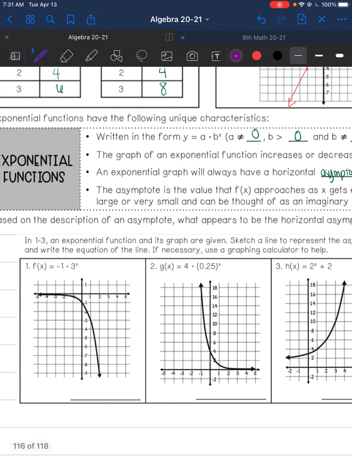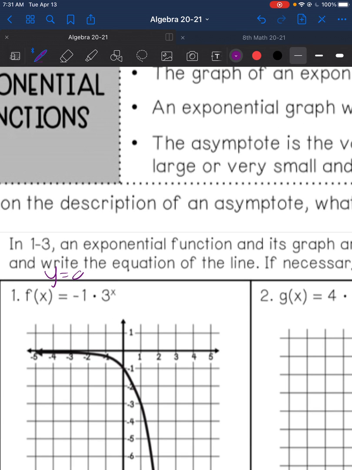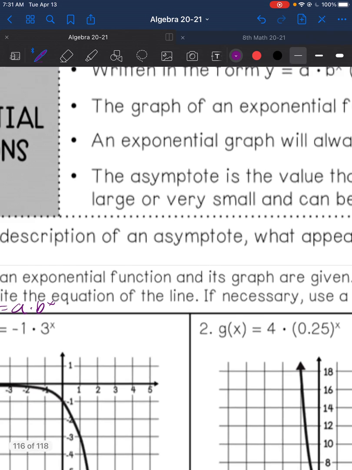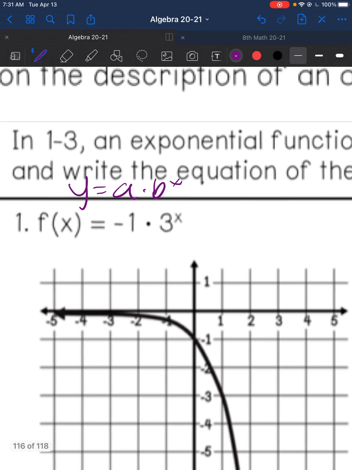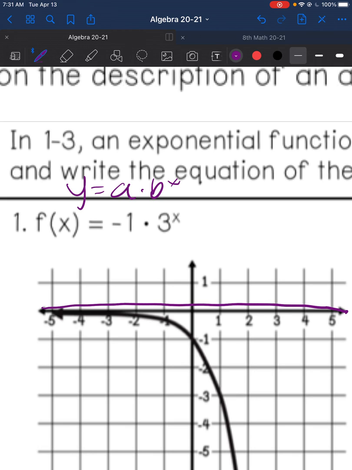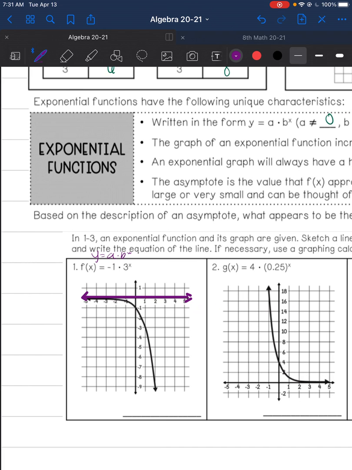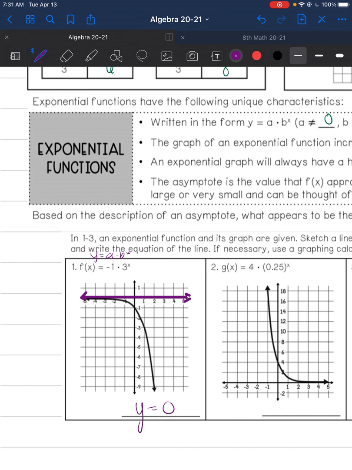So if we're looking at f of x equals -1 times 3 to the x power, so this is our y equals a times b to the x. So a is -1 and b is 3, which meets the rules. You can see this line gets really, really close to y equals 0, or the x-axis again. So the equation for the asymptote would be y equals 0 again. And that is a pretty common one for exponential graphs, but it's not necessarily the only one. So y equals 0.